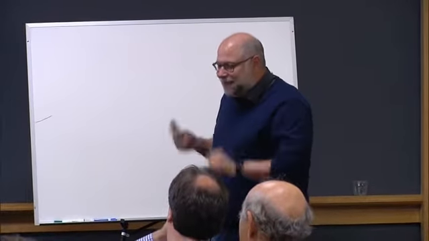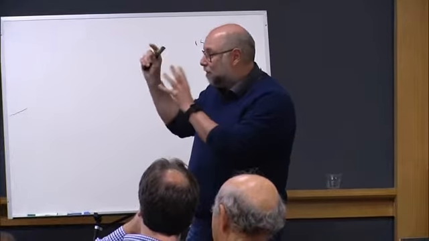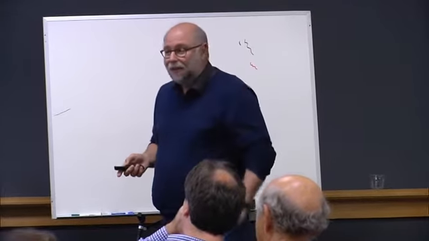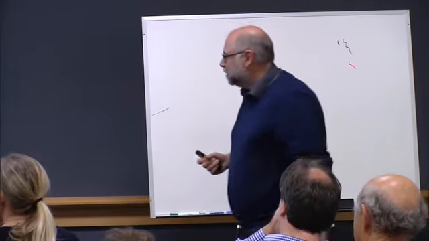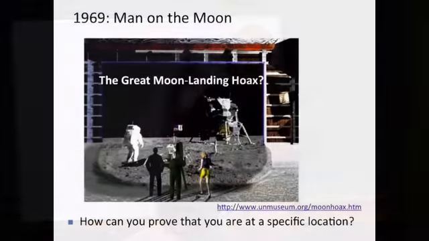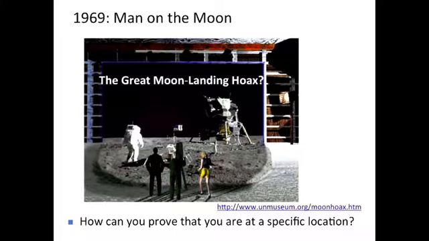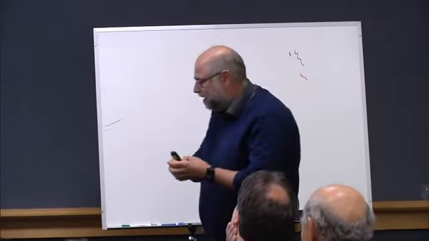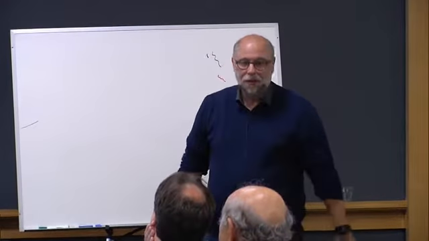And so the goal in position-based cryptography, or in position verification, is to actually prove that you are at a certain location in space. So can you prove without any doubt, unlike the doubt that we have for man landing on the moon, that you are at a certain location in space?